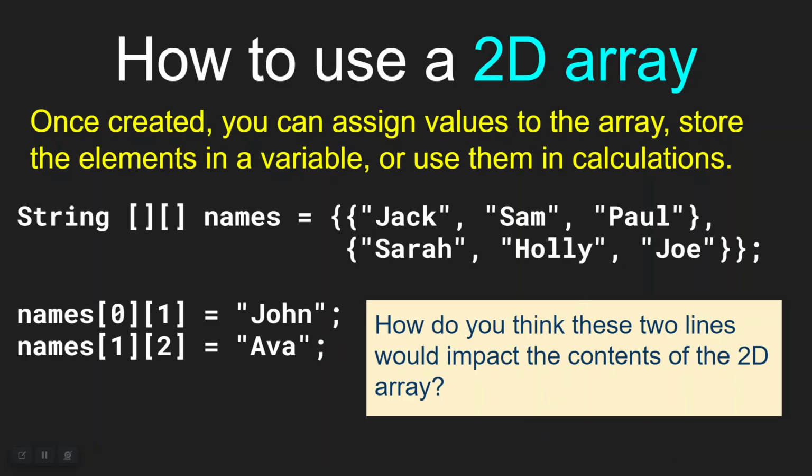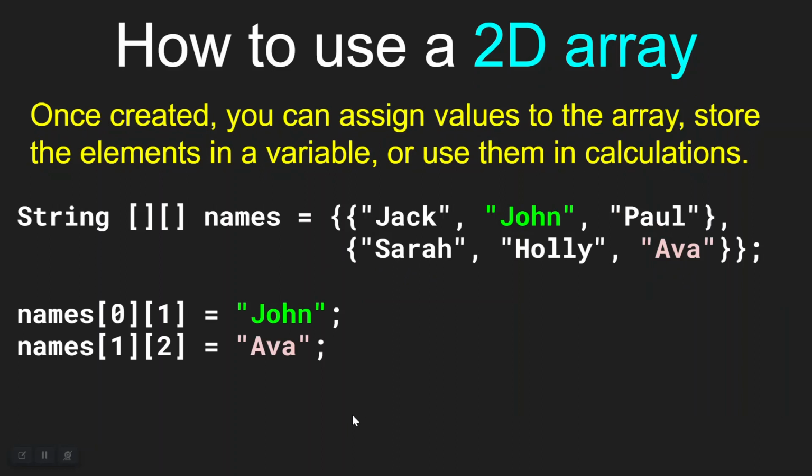Okay, I'm assuming you paused the video and you answered the question. It's fairly straightforward. Here we're looking at row 0, column 1. So this is row 0, and this would be column 1. So Sam is going to be replaced with John, or at least that's what I'm expecting. Down here we've got row 1, column 2. So this is row 1, and then column 0, 1, 2. So I'm expecting Joe to be replaced by Ava. And sure enough, John went right here, and then Ava went right there.